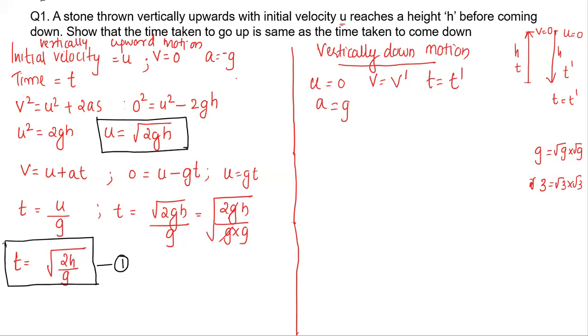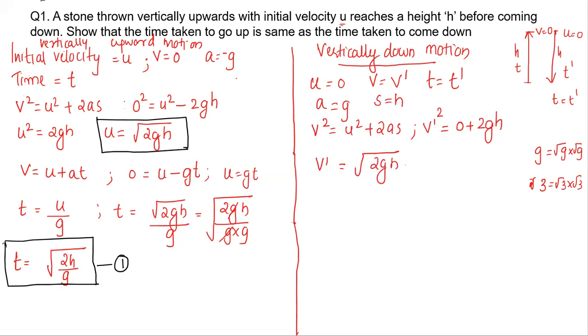Now the rest everything is the same as the first step. From Newton's equation of motion, v square is equal to u square plus 2as. Here instead of v we used v dash, so we can write v dash square is equal to u is 0, plus 2gs, and s is equal to h. Displacement is h. So we got v dash square is equal to 2gh. So what is v dash? Take the root, under root 2gh.